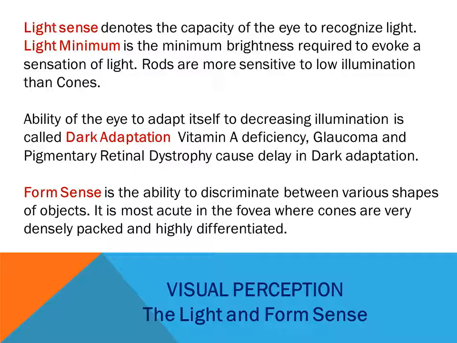Vitamin A deficiency, glaucoma, and pigmentary retinal dystrophy cause delay in dark adaptation. Form sense is the ability to discriminate between various shapes of objects. It is the most acute in the fovea where the cones are very densely packed and highly differentiated.